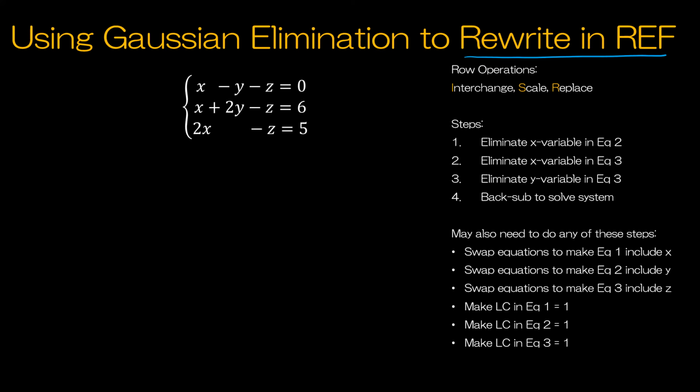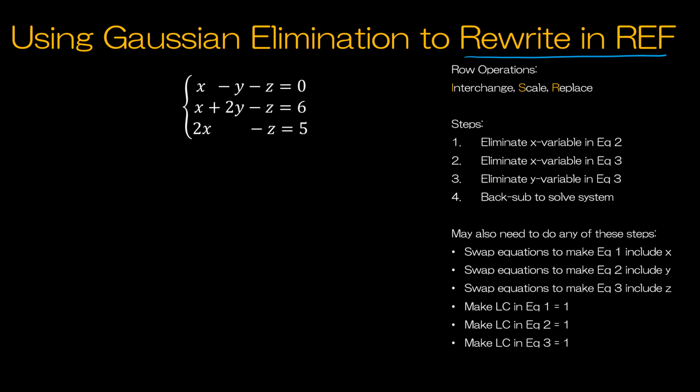We also have some optional steps. So these are steps that you may need to do in order to rewrite this in row echelon form. Don't worry, we're going to kind of go through those steps as we go. The first step is to eliminate the x variable in equation 2. So you'll remember row echelon form is that stair-step pattern. So I want to get rid of this x.